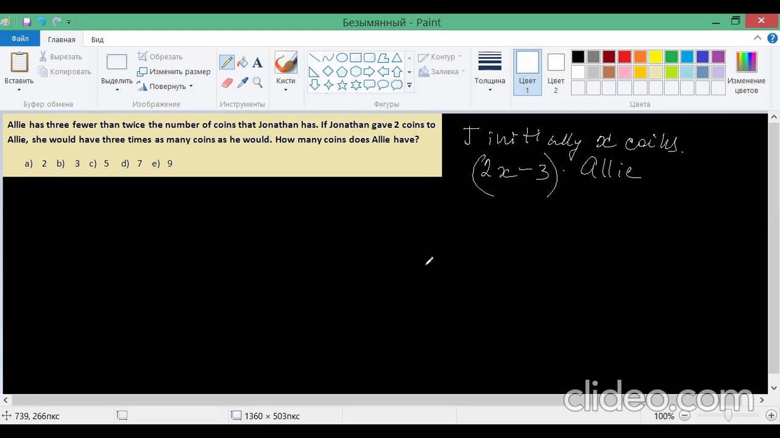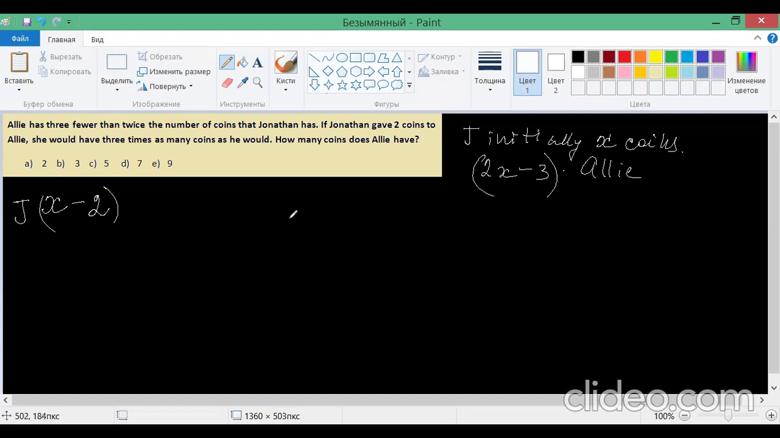I hope that it is clear for you. Okay, but this is only the beginning. It's only the start. Now, if Jonathan gave 2 coins to Ellie, so initially Jonathan has X coins, and if he gives 2 coins, he finally has X minus 2 coins. Yeah, this is the number of Jonathan's coins finally.